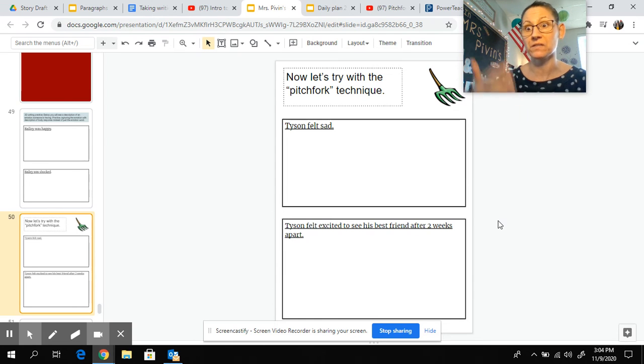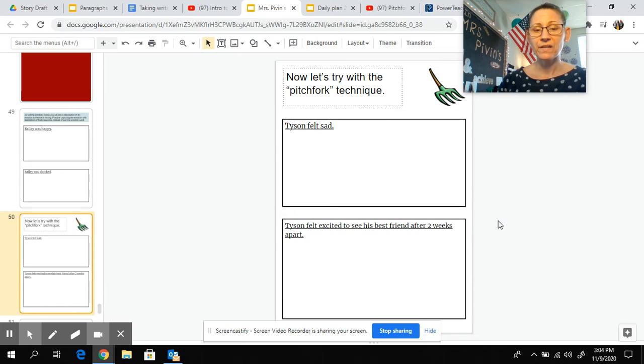similar to that first one. I stood in the field stamping, waiting, and shivering. Tyson felt sad. He did what, and what? What are three more verbs that you can add that he did? He blinked away the tears. He wiped his nose, and he turned away so no one could see his tears falling.